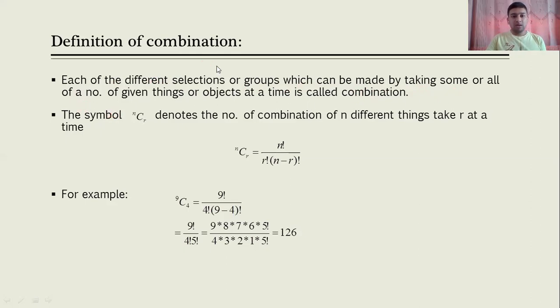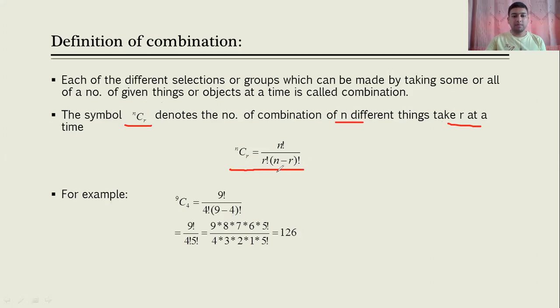Now, this is important. Next thing, a symbol nCr denotes the number of combinations of n different things taking r at a time. Okay, so basically capital C is a symbol which is used to denote a combination. Now this n means there are n different things, and r means out of these n things, r things are taken at a time. Okay, and what is the formula to calculate nCr? nCr is equal to n factorial upon r factorial into n minus r factorial.